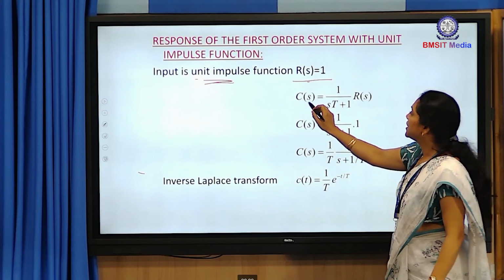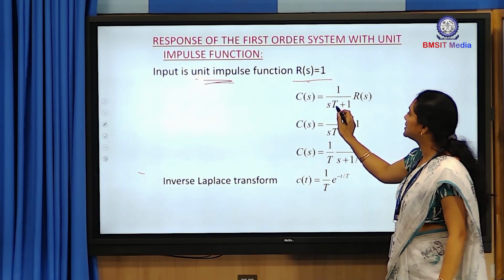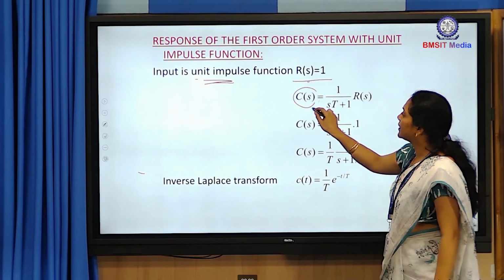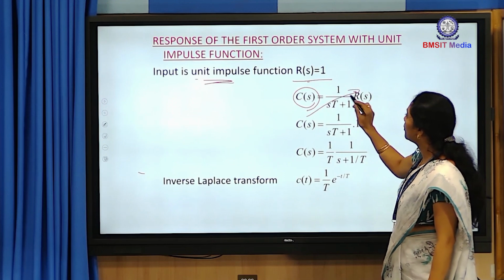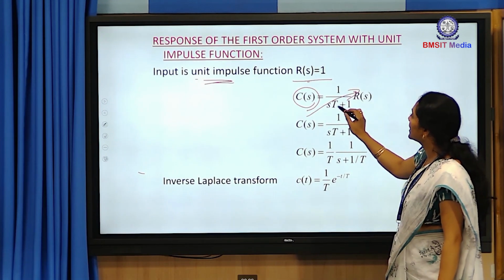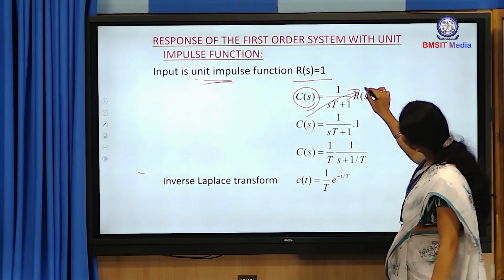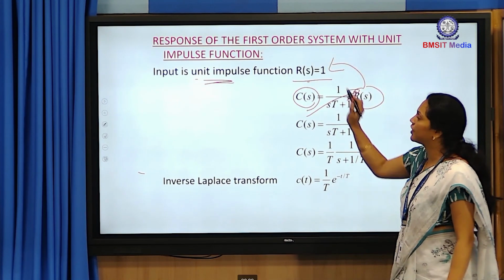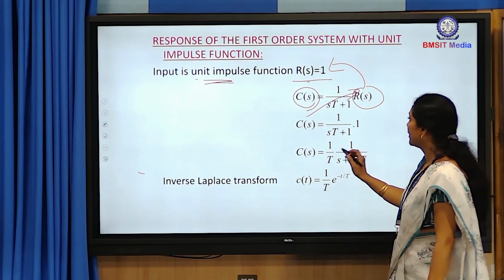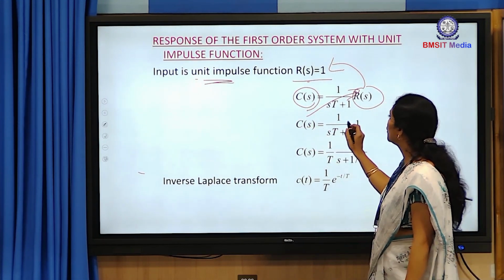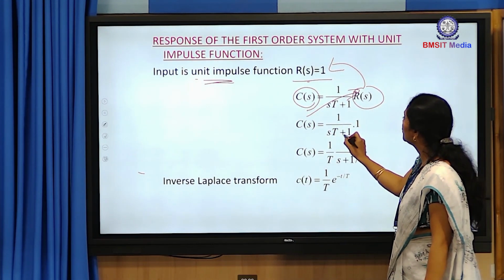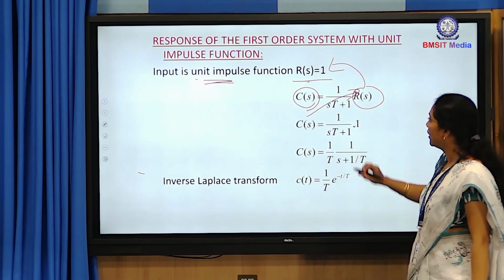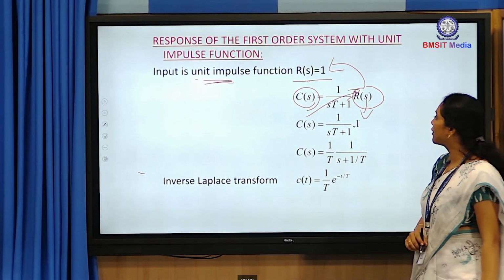Same equation. C of s by R of s was 1 by st plus 1. I want only the output this side. I shift my input towards this side. Therefore, 1 by st plus 1 into R of s. But what is the value of R of s? R of s value is equivalent to 1, which we have already written here. Therefore, your C of s is equal to 1 divided by s into t plus 1 into 1, where this 1 is nothing but the R of s value.